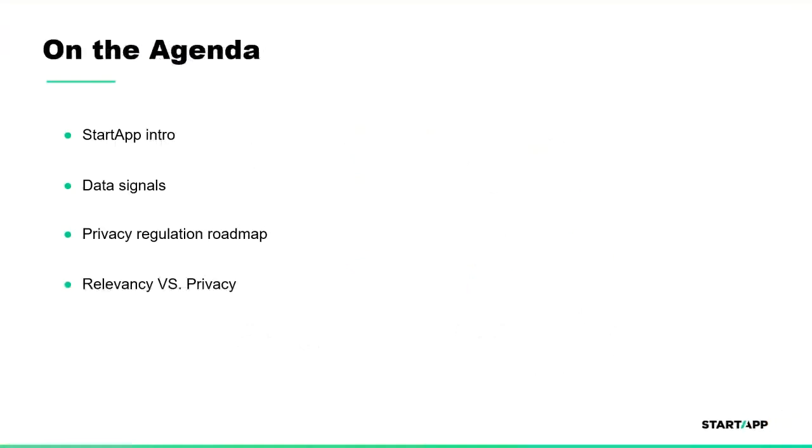Briefly about StartApp: we are a mobile media and data company. Amanda talked briefly in the opening statement about the fact that companies need to integrate an SDK. We recently crossed a meaningful milestone, getting more than 500,000 apps to integrate our SDK. We are a big player in in-app advertising and mobile monetization, working with many different advertisers and publishers. Today, from our perspective, we're going to talk about data signals, which Jeremy mentioned as important in in-app advertising. Then we'll talk a little about the privacy regulation roadmap, and last, have an open conversation about the balance between the two.